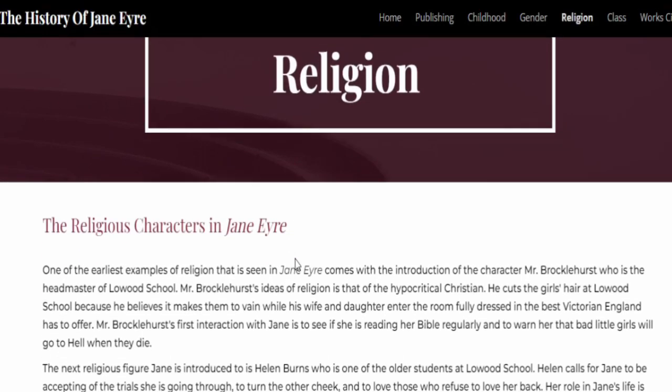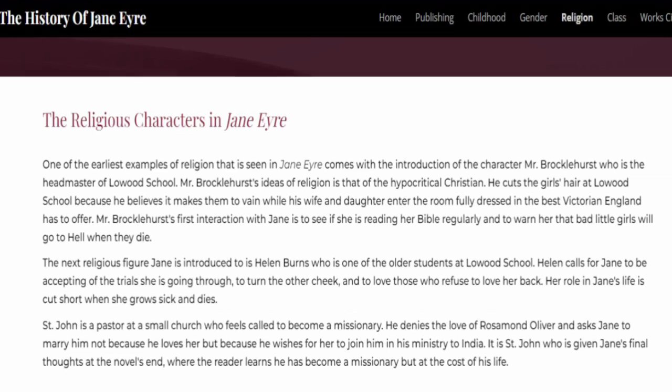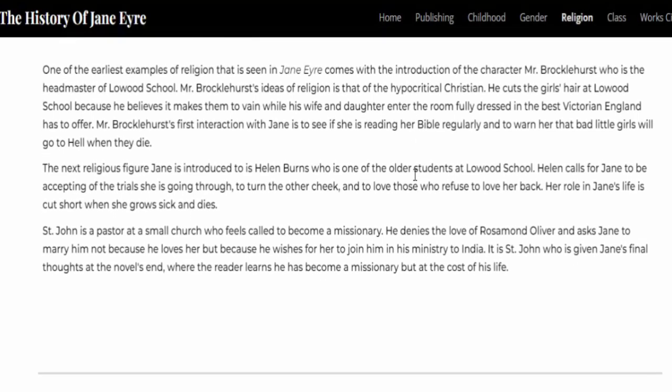Religion was another huge theme of Jane Eyre. I did this section kind of interestingly. I think I would do it differently if I did it now, but I started out by listing the 3 main examples of religion inside the book, such as Mr. Brocklehurst, I probably butchered that, but I really don't care. He was a horrible person, who saw himself as a religious figure in these girls' lives, saying a child's going to go to hell if you misbehave, and that the girls' hair should be cut short because it makes them vain, while meanwhile his wife and daughter are dressed in the best that Victorian has to offer, and it's just so funny.